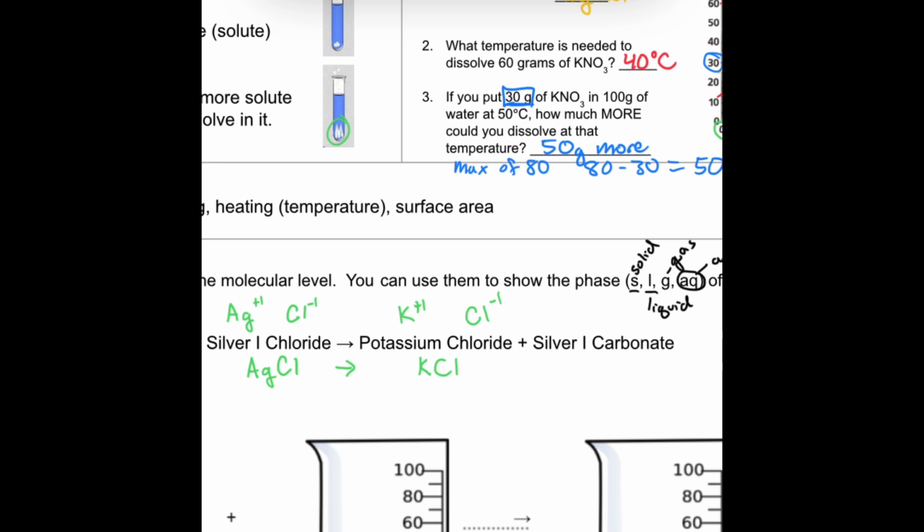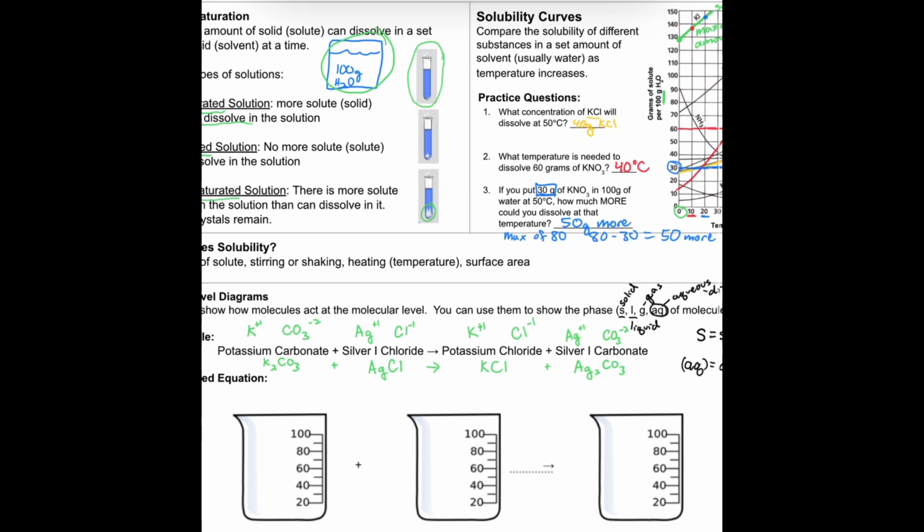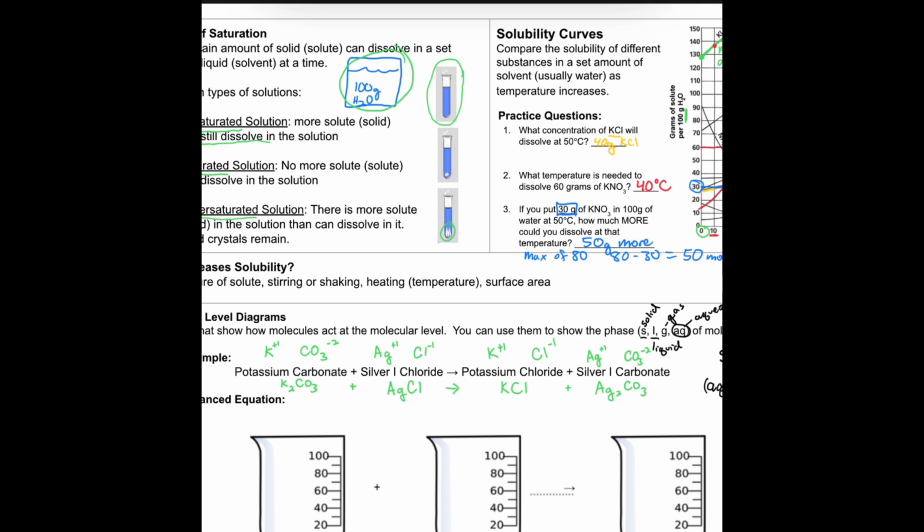And then lastly, we have our silver 1 carbonate. Our silver is still silver 1 with a +1 charge. Carbonate still has a -2 charge, so we swap and drop those, and we have AgCO3. All right, so we have our unbalanced skeleton equation. First thing I'm going to do is balance it, just like we're used to doing.